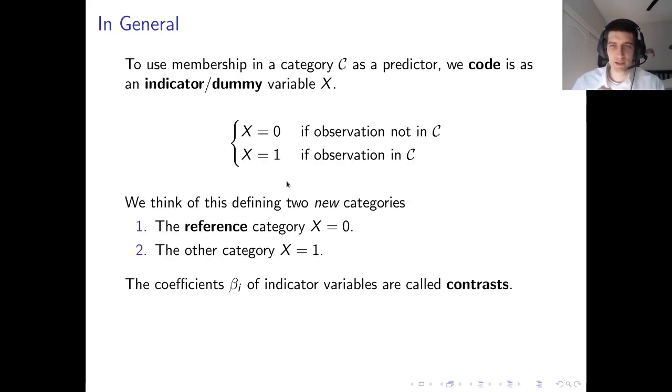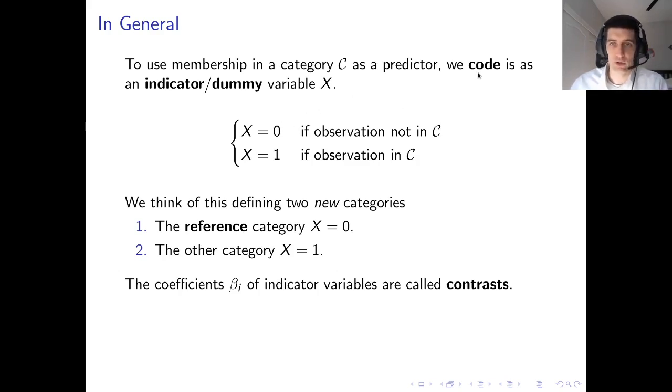All right, so in general, we can code categories using these indicator or dummy variables x. As we saw in the previous example, I took a category. There were 2 categories to consider, in the OR curriculum and not in the OR curriculum, and I defined a predictor of 0s and 1s, basically just denoting membership in the category. So 1 denotes membership in the category, 0 denotes membership in the complementary category.